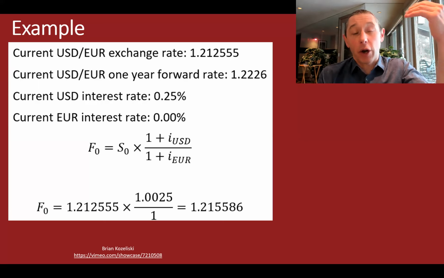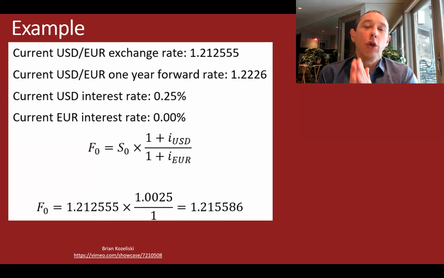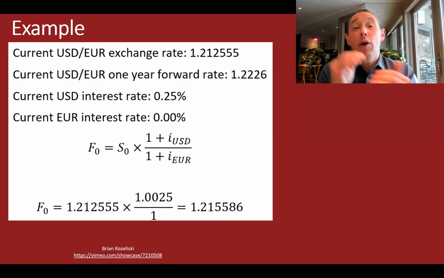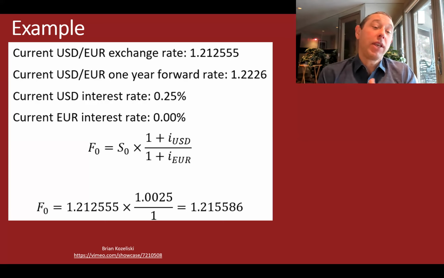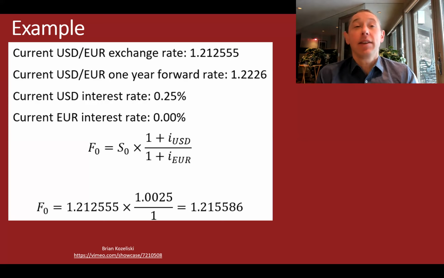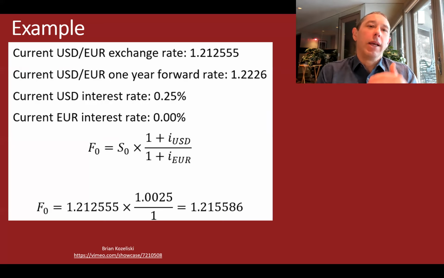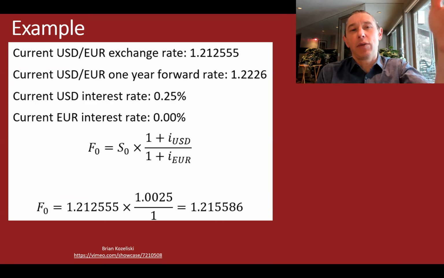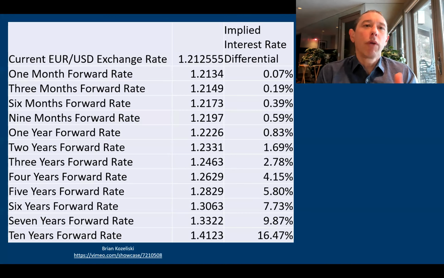So we take the current US exchange rate, the current forward rate, and the current interest rates. We can put that in a formula here and do the math. You're welcome to pause this if you need to. And it turns out that if we do the math, they're not quite equal here. So we see a forward rate of 1.2226, and we see what it should be at 1.215586. All right. But what I also want to do is think, well, this is one example here, but I want to go and see what the rest of the market is saying, because this is a 1-year forward rate. What if we look at the full market and see what's happening here?